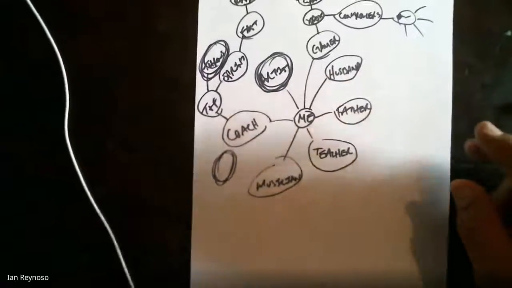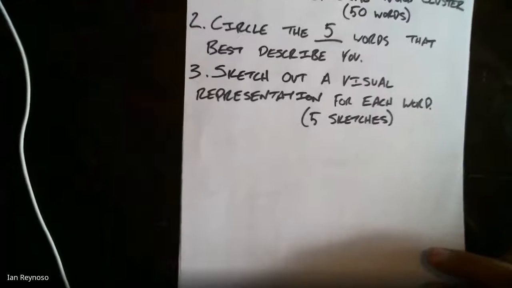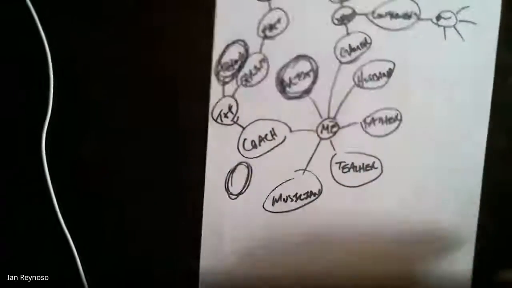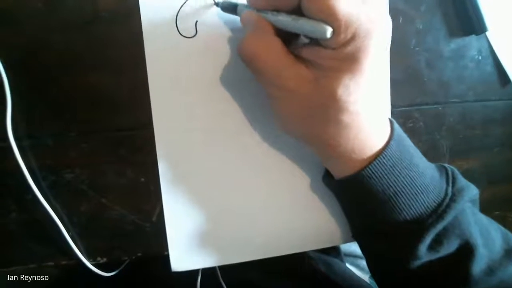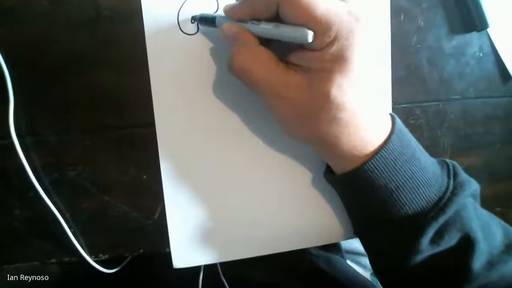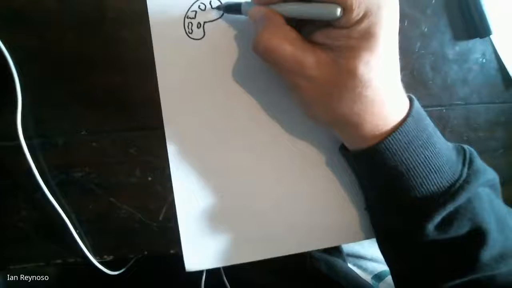Okay? The final part is to sketch out a visual representation for each word. And this is just taking these words that I have now, I'm going to visualize them. So if I have, for instance, like artist, okay, some things like a visual representation I have for artist, maybe I'd go like this, and I draw like a painter's palette with like paint splotches on it. That's pretty kind of iconic for art, right? So an old school like painter's palette.